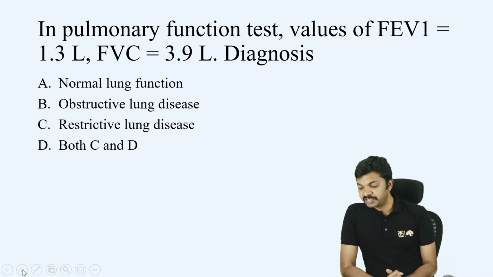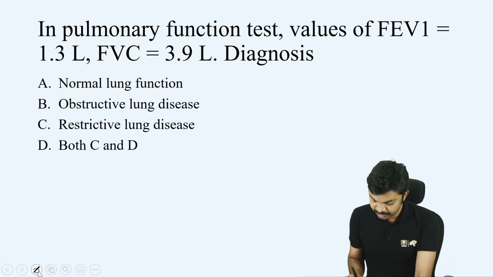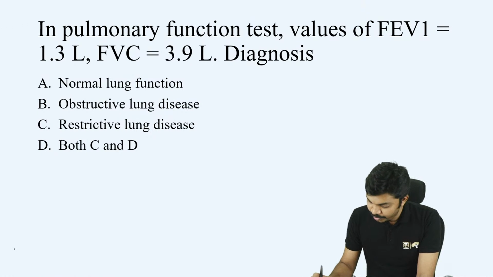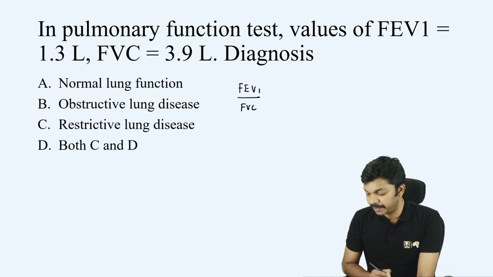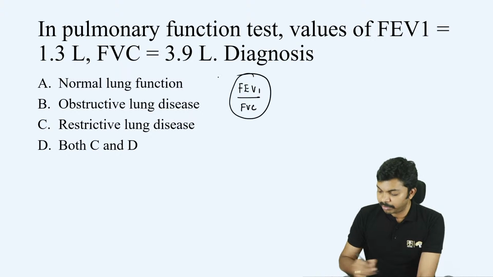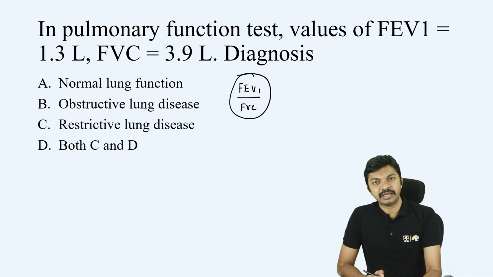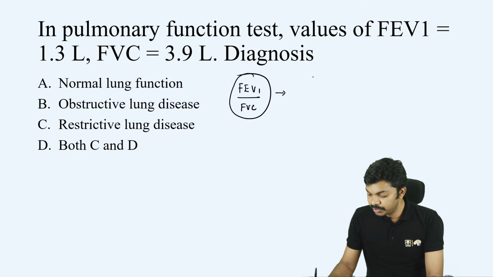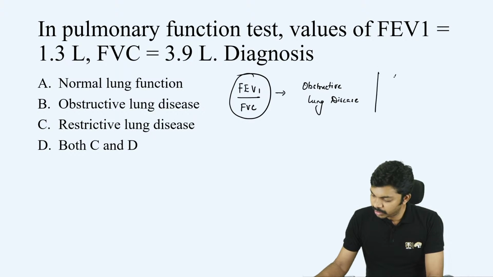In pulmonary function test, values of FEV1 is 1.3 liters, FVC is 3.9 liters, diagnosis is. Again, it's a simple question. We have forced expiratory volume in first second and forced vital capacity. The FEV1 by FVC ratio is the diagnostic hallmark with which you can make a diagnosis of obstructive lung disease or restrictive lung disease.